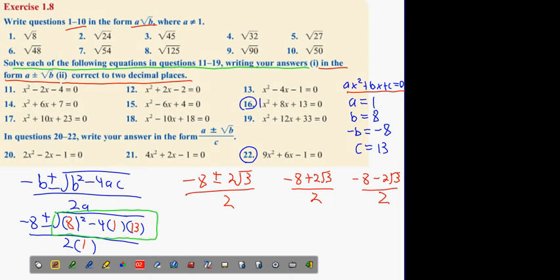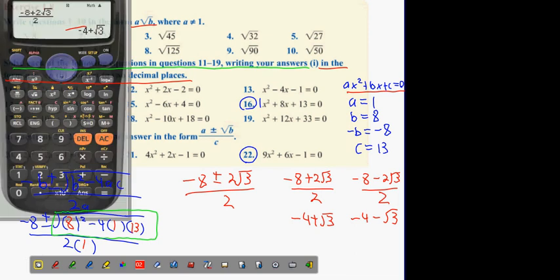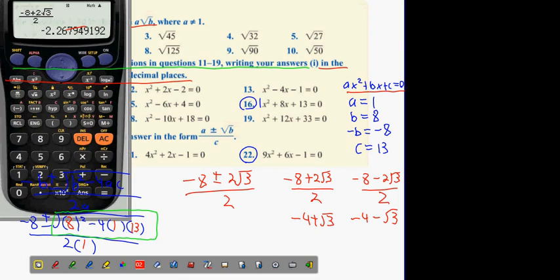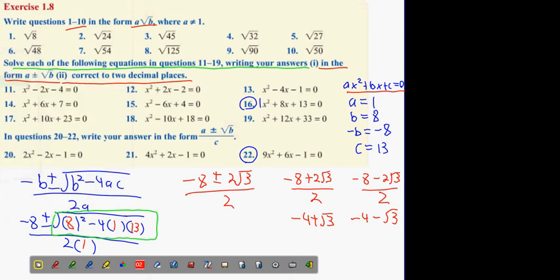If that one's minus 4 plus root 3, the other one is the same except with a minus. When you go to your calculator to put it into decimal places, you press the change button and you get minus 2.26, but you have to round it up to 27 because the question says 2 decimal places. Minus 2.27. So the first answer is minus 2.27.